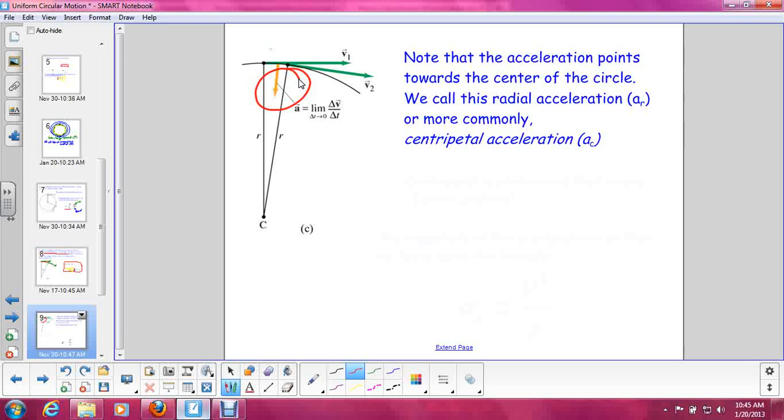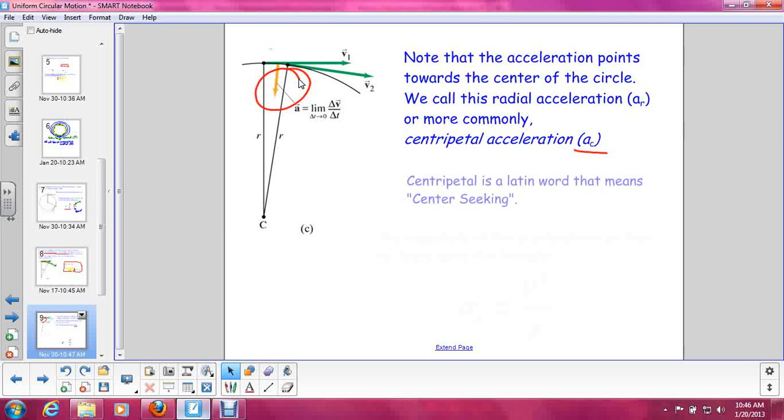And we will write that as a with a little c underneath. And that way we know this acceleration is pointing toward the center of a circle to keep an object in uniform circular motion. It is not a linear acceleration. So centripetal is a Latin word that means center seeking. And this makes sense because the acceleration is always pointing toward the center. It is making the object seek out the center of the circle.